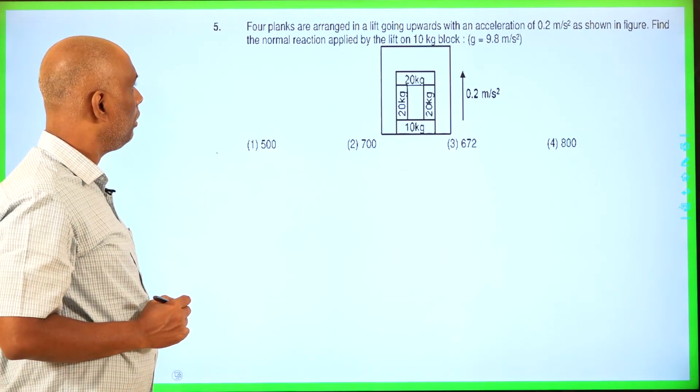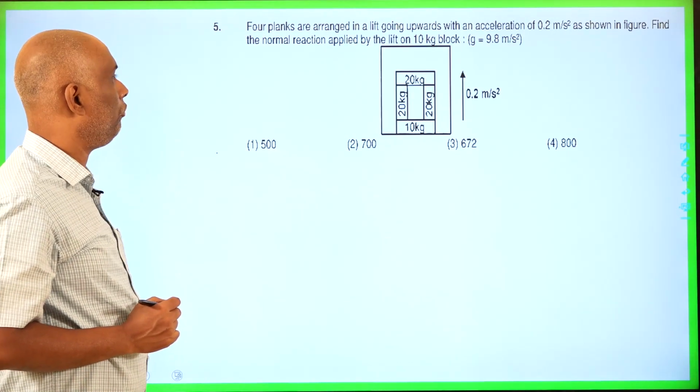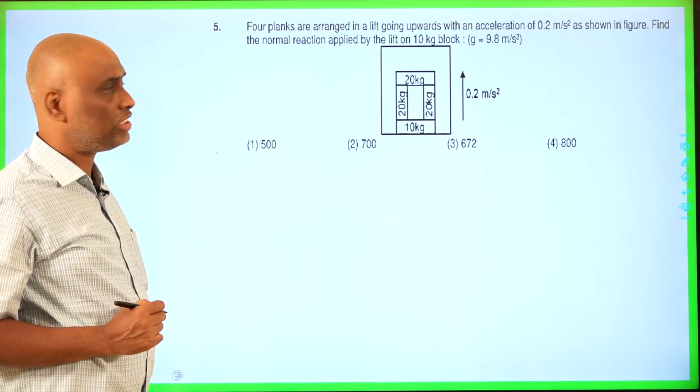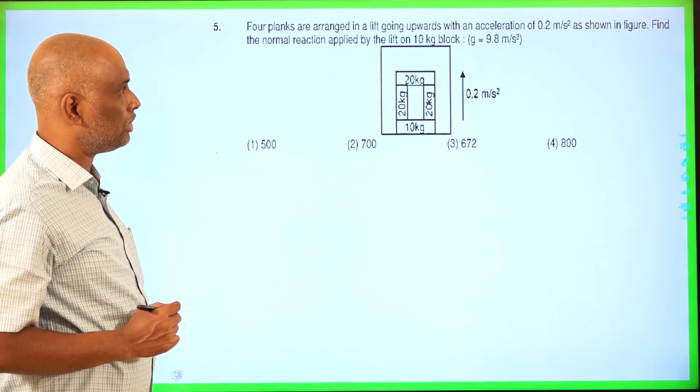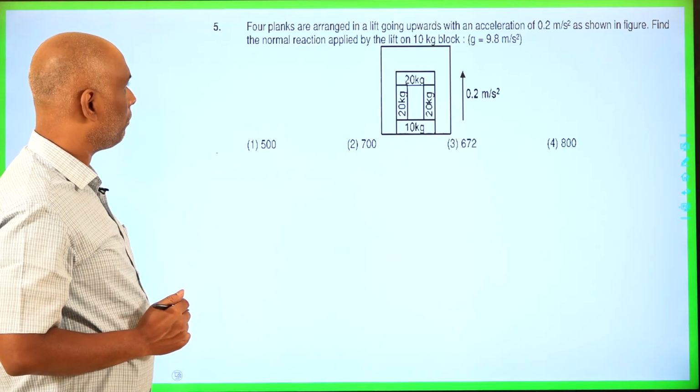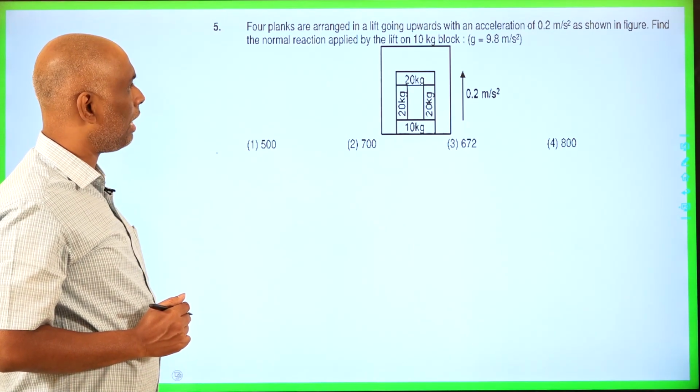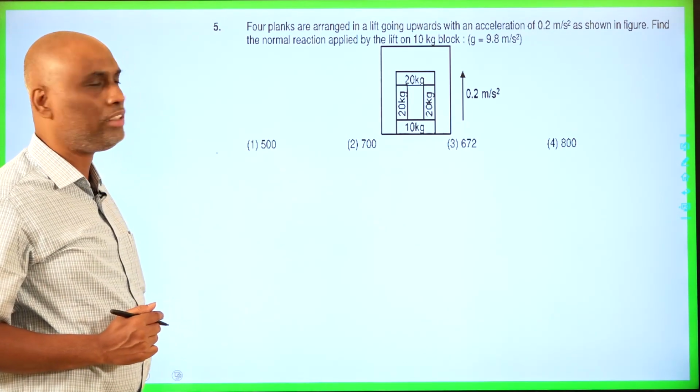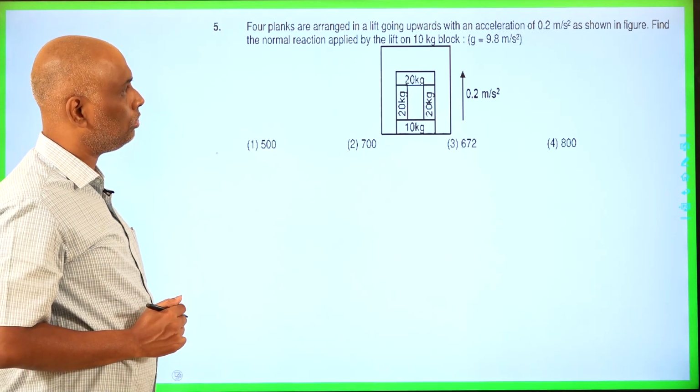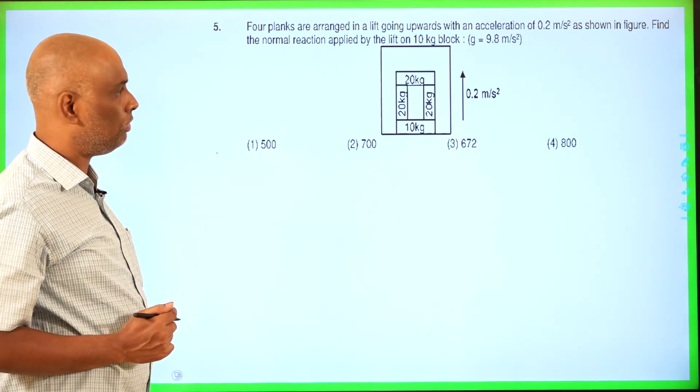Fifth question. Four planks are arranged in a lift going upwards with an acceleration of 0.2 meter per second square as shown in the figure. Find the normal reaction applied by the lift on the 10 kg block. g is equal to 9.8 meter per second square.